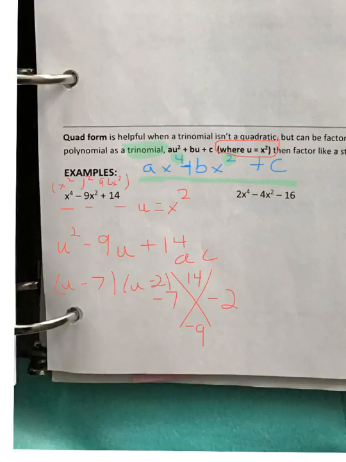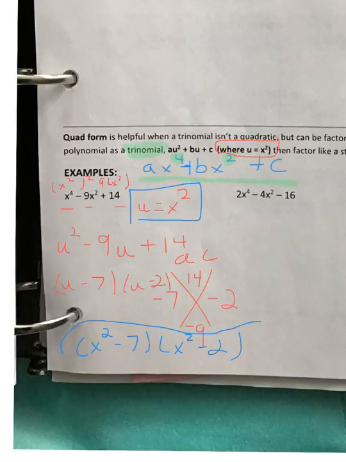You're almost done. The only thing is you need to remember that we said u was x squared. So now I'm going to go and write this as x squared minus 7 and x squared minus 2. And I can look if this could be factored anymore, but it can't. So we are done.